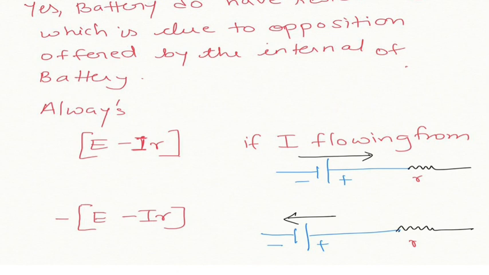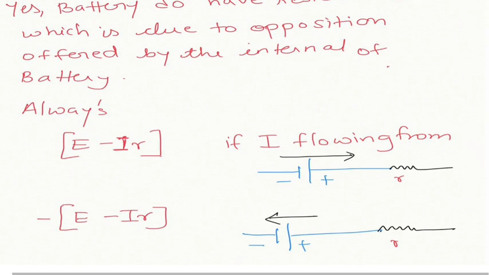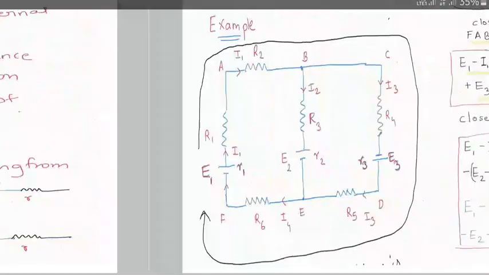And if the direction of flow is in the opposite direction, that is from positive to negative, then we will only take a negative sign in front of this. You can see it will become minus E minus Ir. In both cases, internal resistance will definitely reduce the EMF of the battery. I hope this point is also clear.